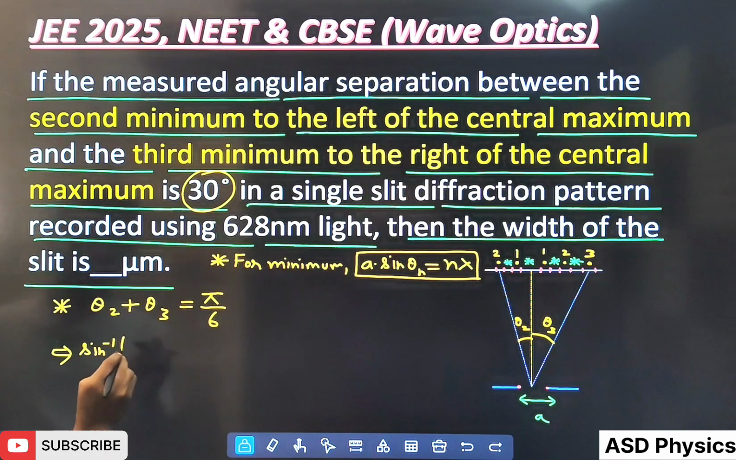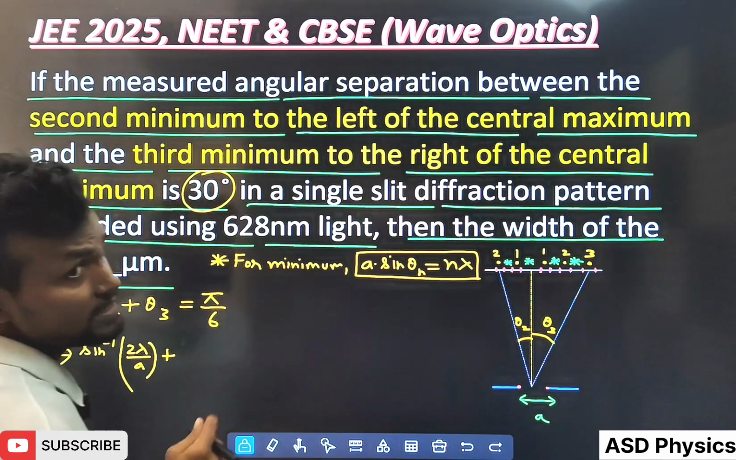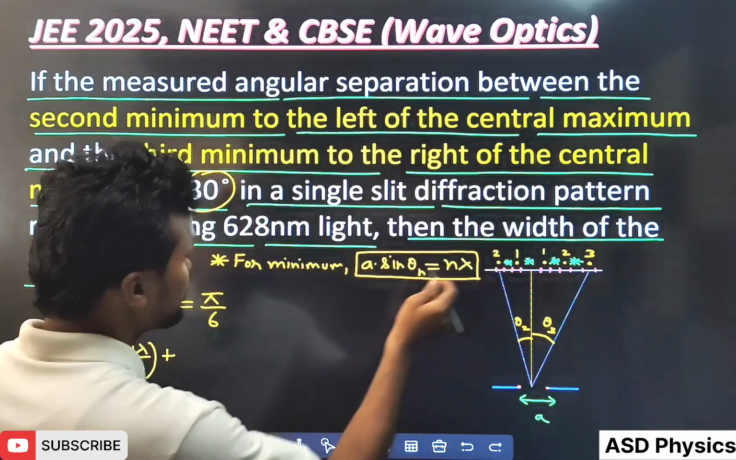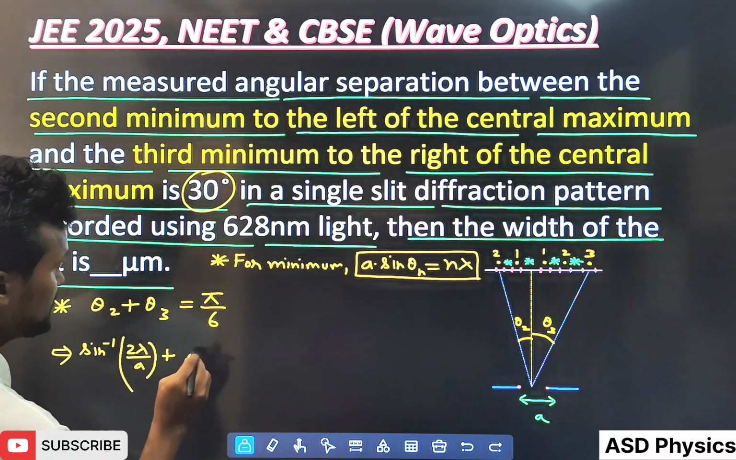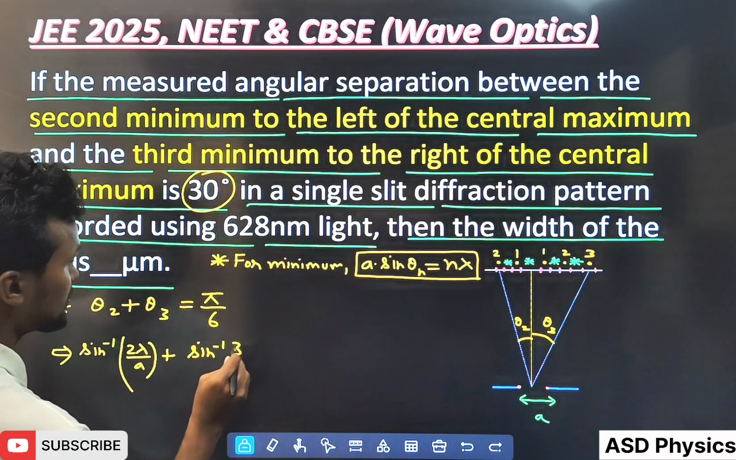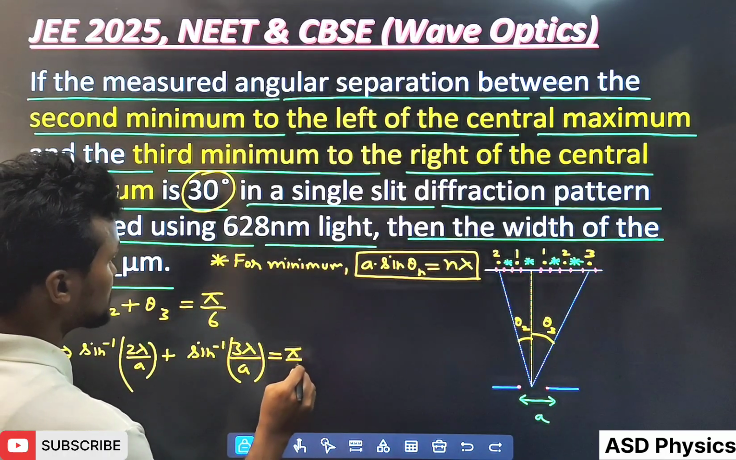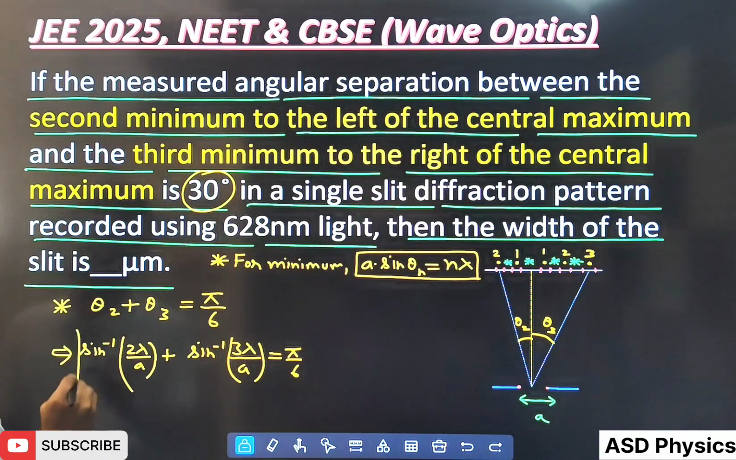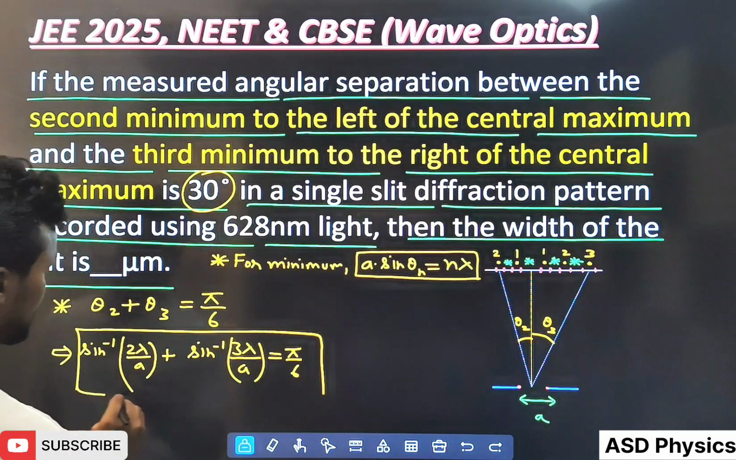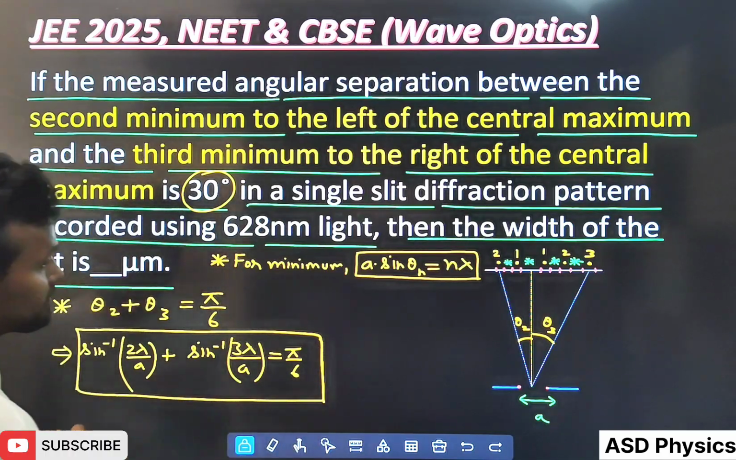So we can tell here sin inverse 2 lambda by a, plus if we see theta 3, what will happen? Here n will become 3, so we can write here sin inverse 3 lambda by a is equal to pi by 6. This is the basic equation, we have to solve it, and then we have to get the value of a.